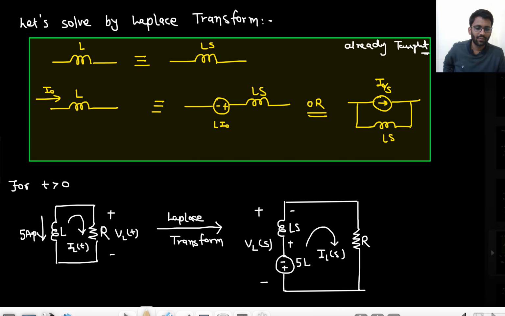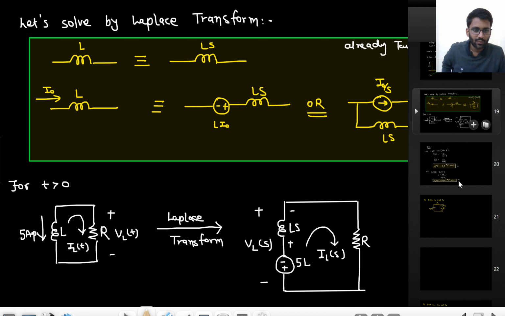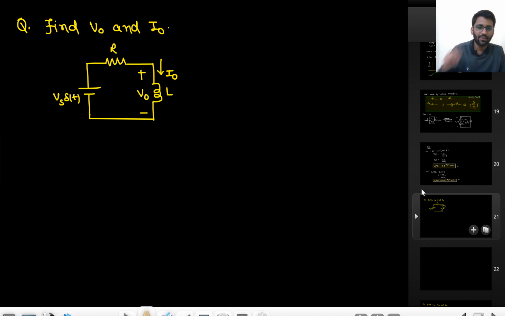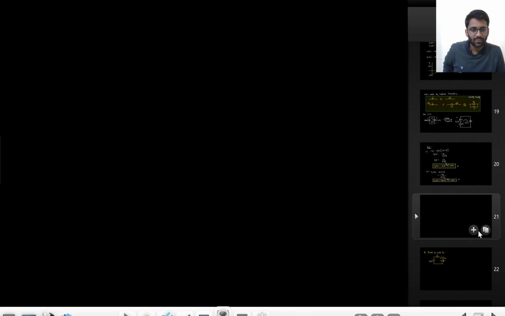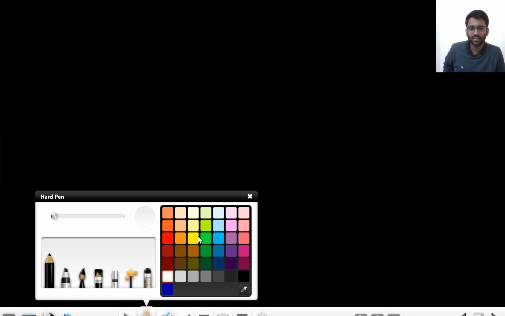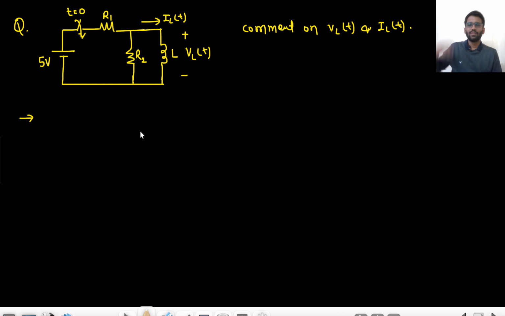Okay, we can see one more circuit. I was thinking to go to the impulse voltage now, but before that, let's just see one more circuit. We can see impulse voltage in the next lecture or in this lecture only, but at the end. So let's just see one more simple circuit. Okay, so I can write down the question, then I can start the video. So this is the question. You have to comment on V_L(t) and I_L(t). Okay. So initially, the inductor is open circuited.